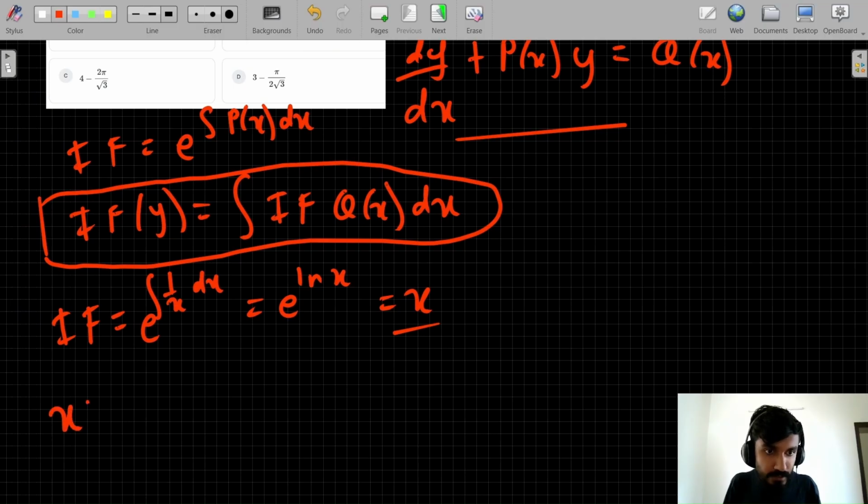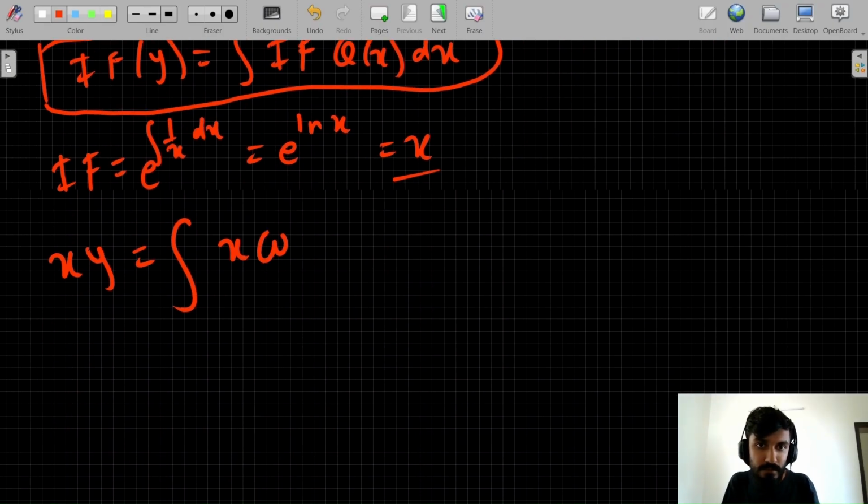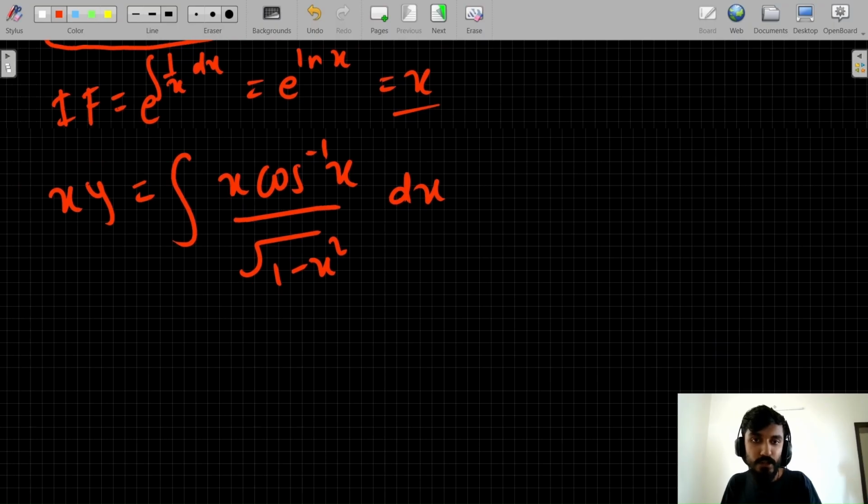So what is the solution? xy is equal to integral of x into Q. What is Q? Q is this part, right? So you get cos inverse x divided by root of 1 minus x square dx. Now, how do you solve this question? This integral is a bit tricky, but you have a pretty straightforward substitution here.